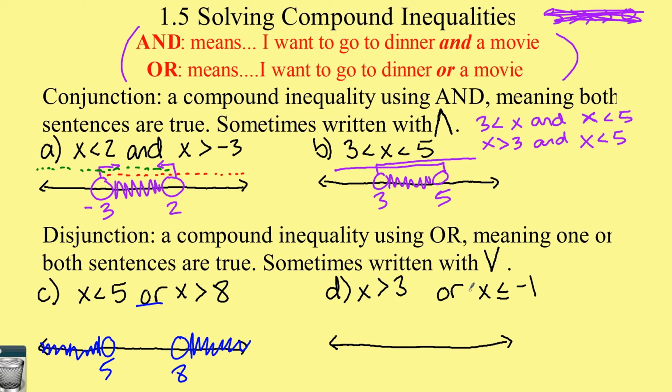So for D, you have 3 and -1. Shade everything bigger than 3, done. Shade everything less than or equal to -1. That "equal to" means you shade the circle. Perfect, done. Let's keep going.